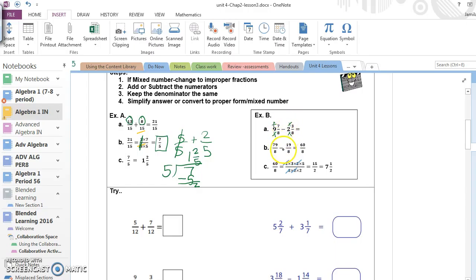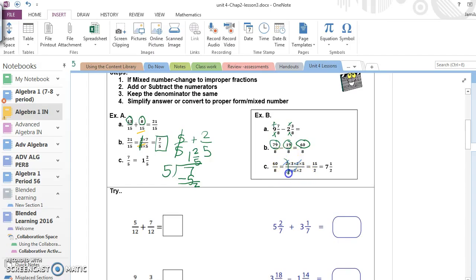Now I can subtract the numerators. 79 minus 19 gives me 60. Keep the denominator of 8. Next, we need to simplify. 60 breaks down into 6 times 10. And we know 6 is 2 times 3 and 10 is 2 times 5. 8 breaks down into 2 times 2 times 2.